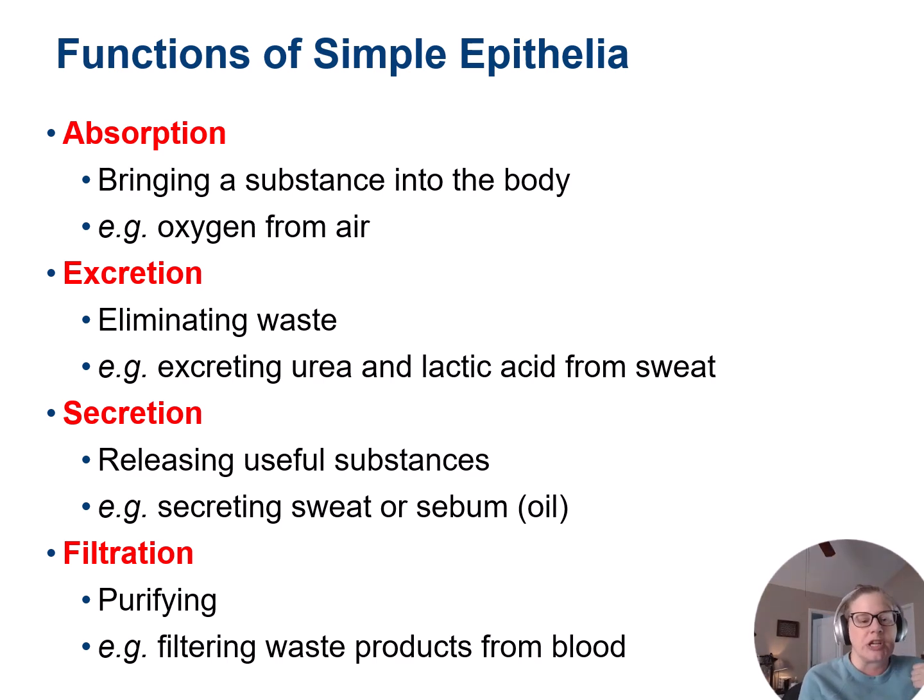Thirdly, we have secretion. Secretion is also a way of releasing something, but it's a way of releasing something useful. So the difference between excretion and secretion is that excretion is getting rid of something we don't want, some sort of cellular or metabolic waste. Urinating is another example of excretion. However, secretion is when we're releasing a substance that is useful to the body.